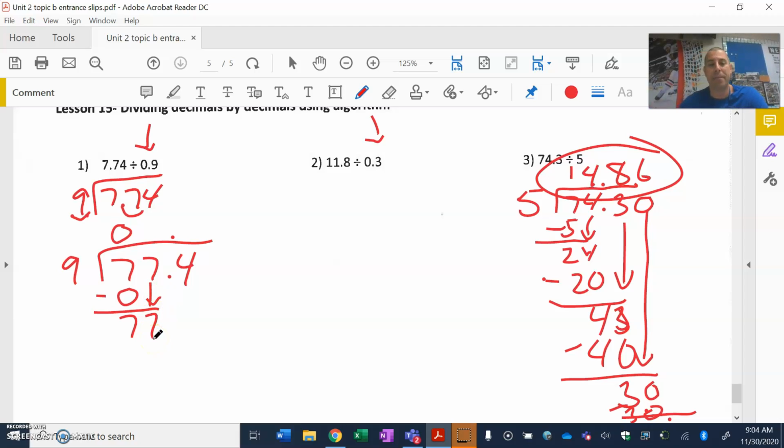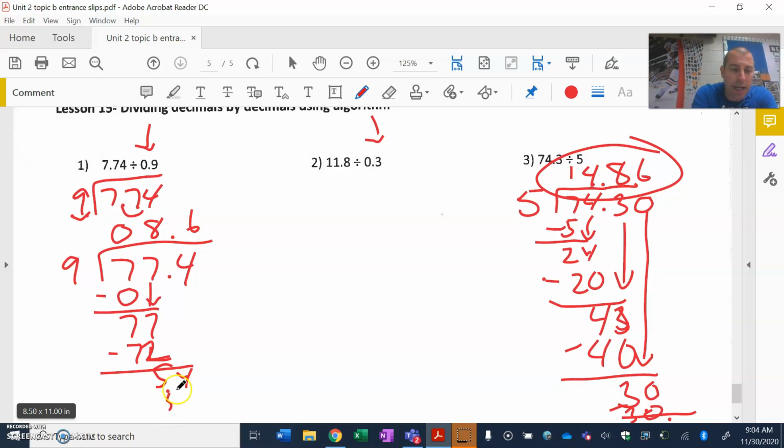Hello, 77. All right, 9 times 6 is 54. 9 times 7, 63. 9 times 8, 72. Yeah, there it is. 9 times 8 is a 72. 9 times 9 is 81, so that's too big. Subtract, bring it down. Oh my goodness. Oh! 9 times 6 is 54. We're done. I didn't need to add anything.